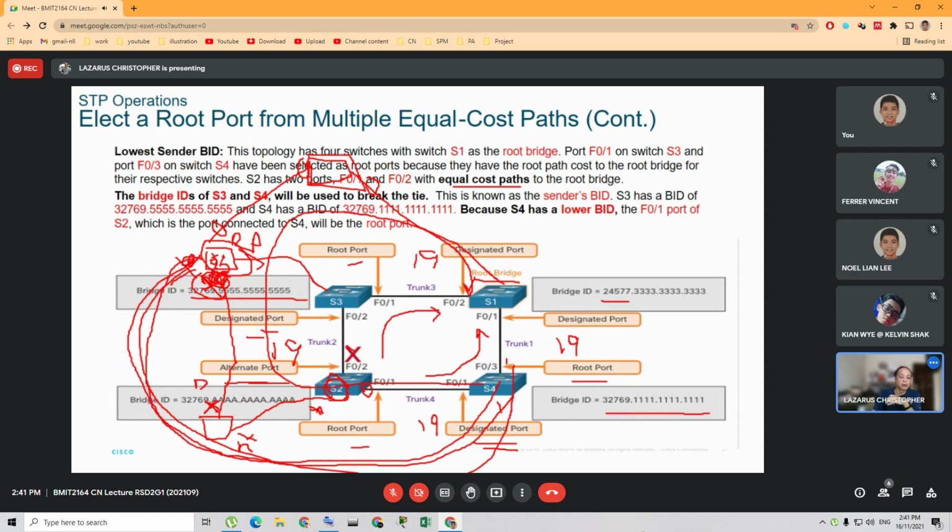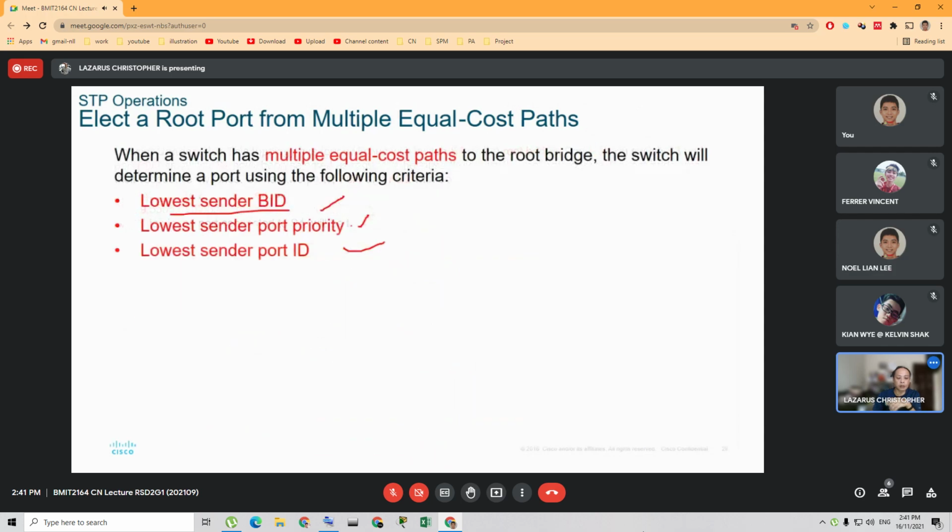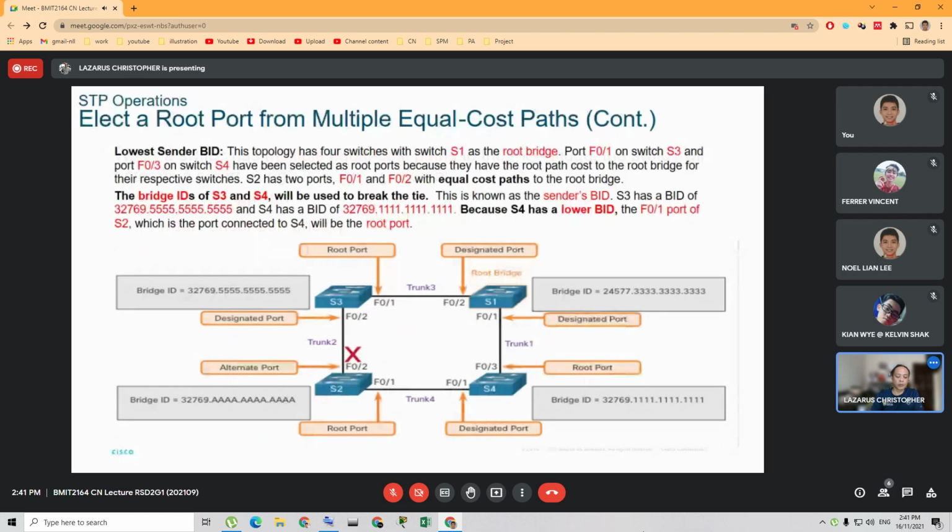The election is where we look at the BID, and we use this one. Look at the sender BID. If still tied, look at the sender priority. If still tied, we look at the lower sender port ID. We need to do the election. If this is not there, then the election is between this and this. Correct? Which one wins, this one or this one? Again, we look at the BID, no? Between this and this.